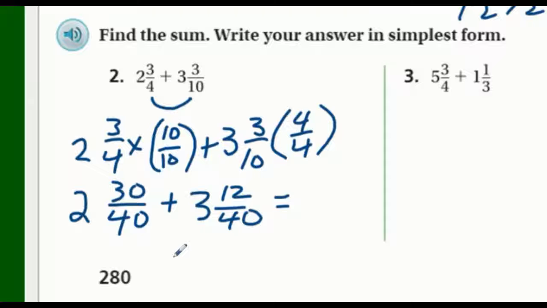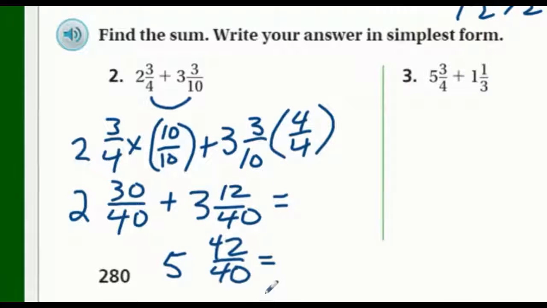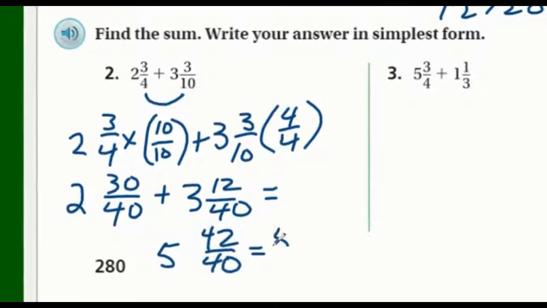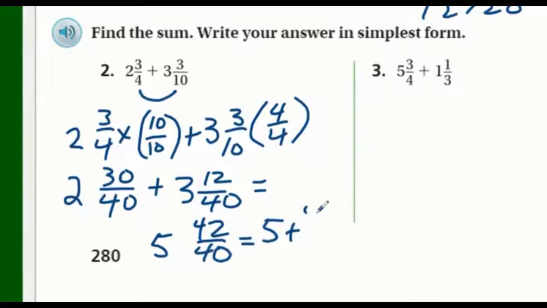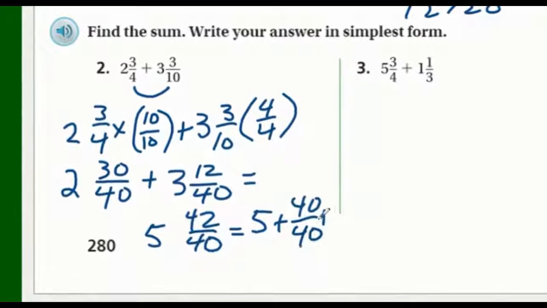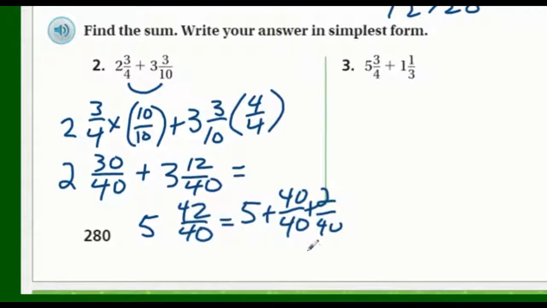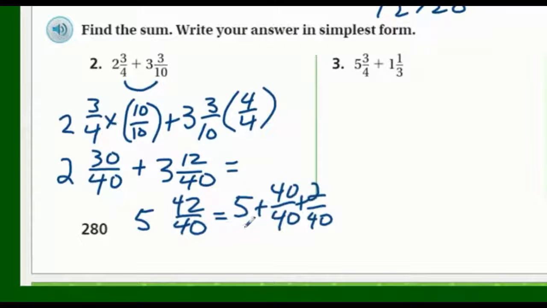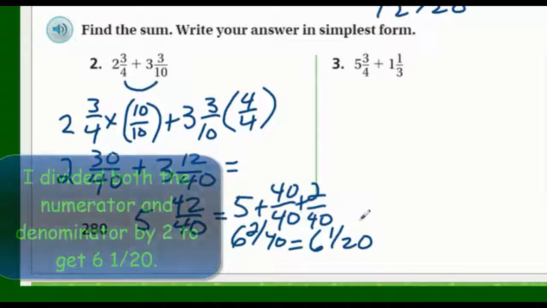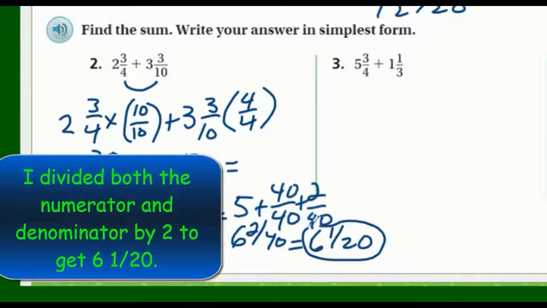That's going to equal, now we have 5, because I'm adding the whole number parts. And the top is going to be 42 over 40. And I have another whole here, right? I have 5 plus 40 over 40 plus 2 over 40. That's going to give me 6 and 2/40, or if you will, 6 and 1/20. Wow. Woo, right here at the bottom.